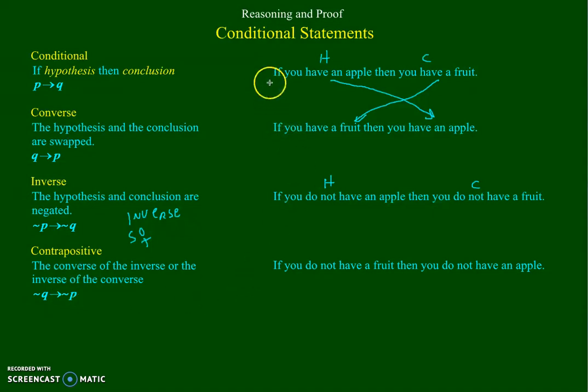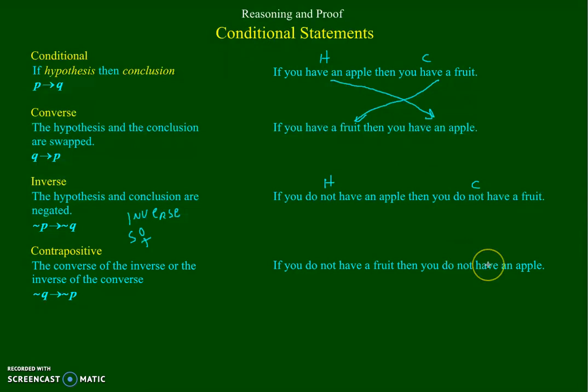Now to take a look at the statement, if you have an apple, then you have a fruit. Well, the conclusion will go to where the hypothesis is, and the hypothesis would go down to where the conclusion is. So if you don't have a fruit, then you will not have an apple.